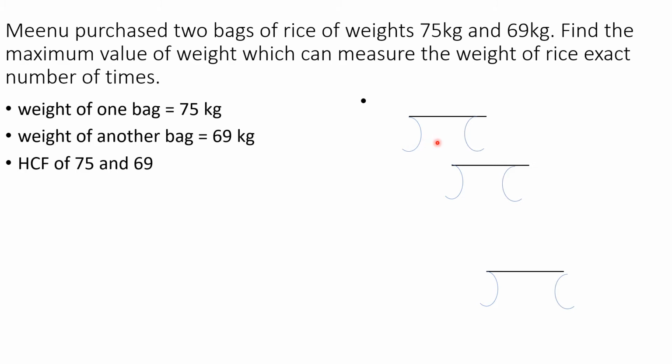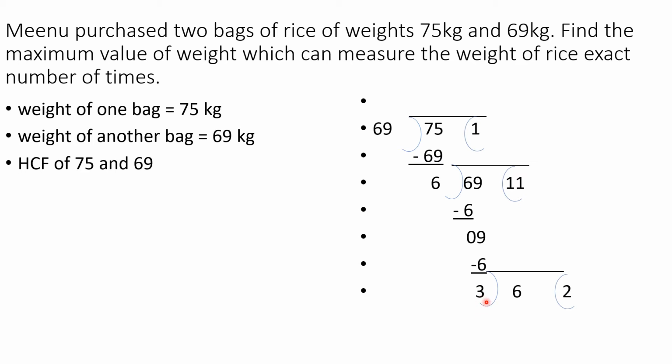So again I am using the long division method. I will write 69 as divisor and 75 as dividend. So 69 ones are 69, then the remainder will be 6. We will write 69 as dividend and 6 will be the divisor now. Then 6 11s are 66. So like this we divide 69 by 6, 11 is our quotient and the remainder will be 3. Now this remainder will be the new divisor and this 6 will become the new dividend. So 3 2s are 6 and the remainder is 0. The remainder is 0 because of this divisor 3. It means 3 is the HCF of 75 and 69.